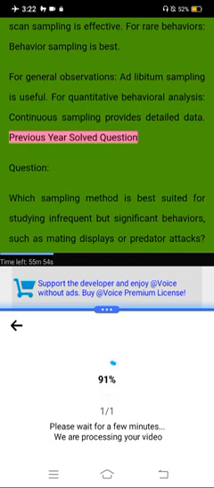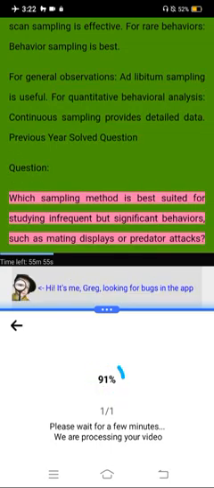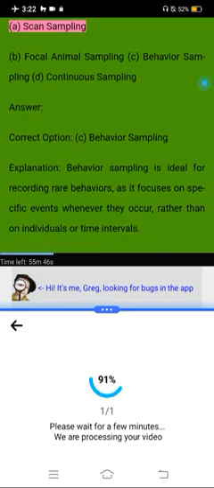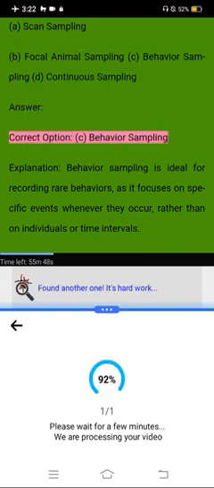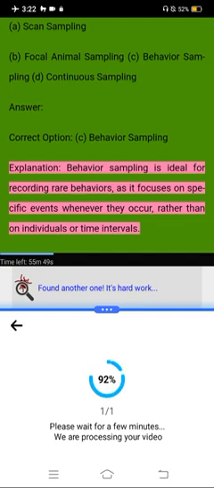Previous year solved question. Question. Which sampling method is best suited for studying infrequent but significant behaviors, such as mating displays or predator attacks? A. Scan sampling. B. Focal animal sampling. C. Behavior sampling. D. Continuous sampling. Answer. Correct option, C. Behavior sampling. Explanation. Behavior sampling is ideal for recording rare behaviors, as it focuses on specific events whenever they occur, rather than on individuals or time intervals.